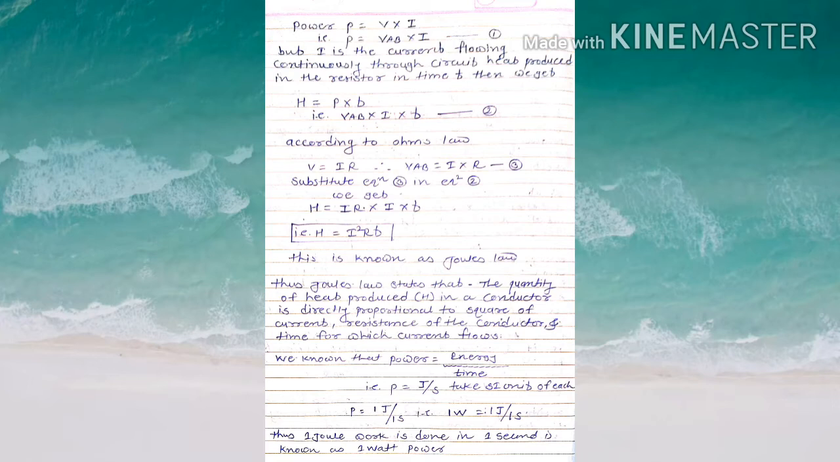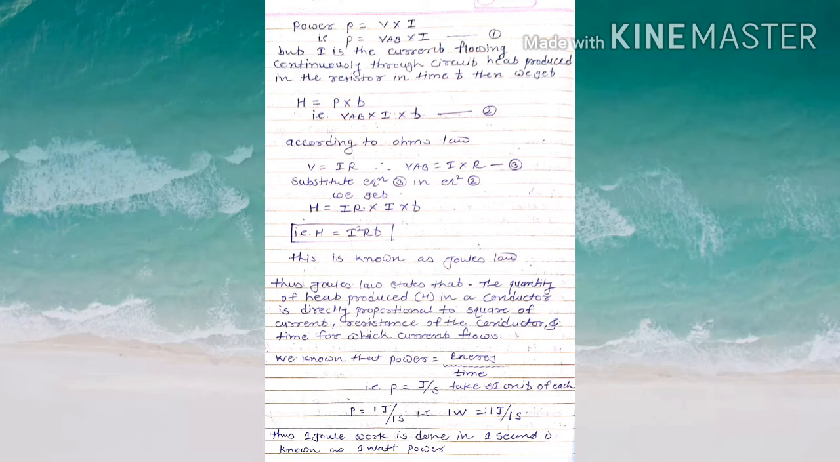Substitute equation number 3 in equation number 2, we get H is equal to IR into I into t, that is H is equal to I squared Rt. This is known as Joule's law. Thus Joule's law states that the quantity of heat produced in the conductor is directly proportional to the square of current, resistance of the conductor and time for which electric current flows through it.